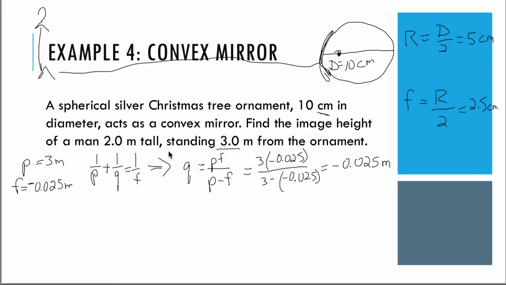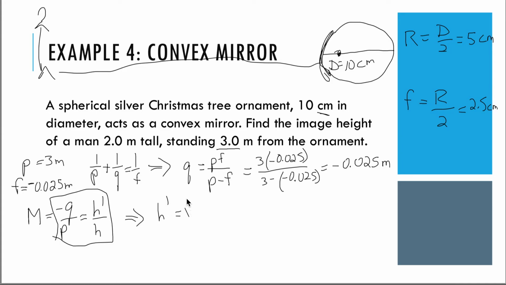And for the image height, we can get that from the magnification equation, because magnification says that the magnification is negative q over p, but it's also the image height over the object height. So if we just look at this part of the equation, we can get the image height by itself. We can just multiply both sides by h, and we get that the image height equals negative q times h over p.